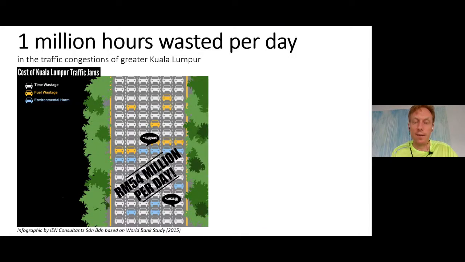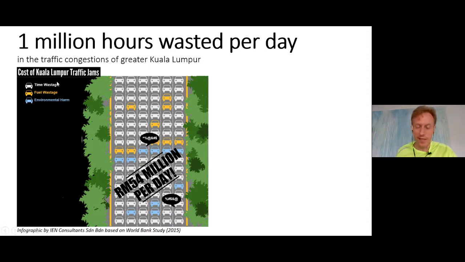And in Kuala Lumpur, 1 million hours are wasted every day in traffic. And I'm sure in Jakarta it's much worse. It's also a bigger city. So that comes with a huge cost. In Malaysia, it's about 15 million ringgit per day. So in US dollars, I think there's about 15 million US dollars per day.